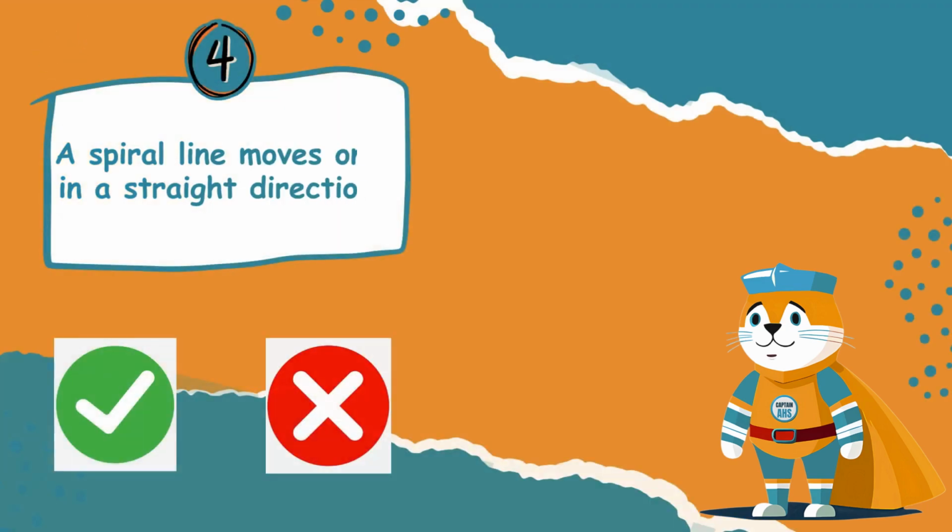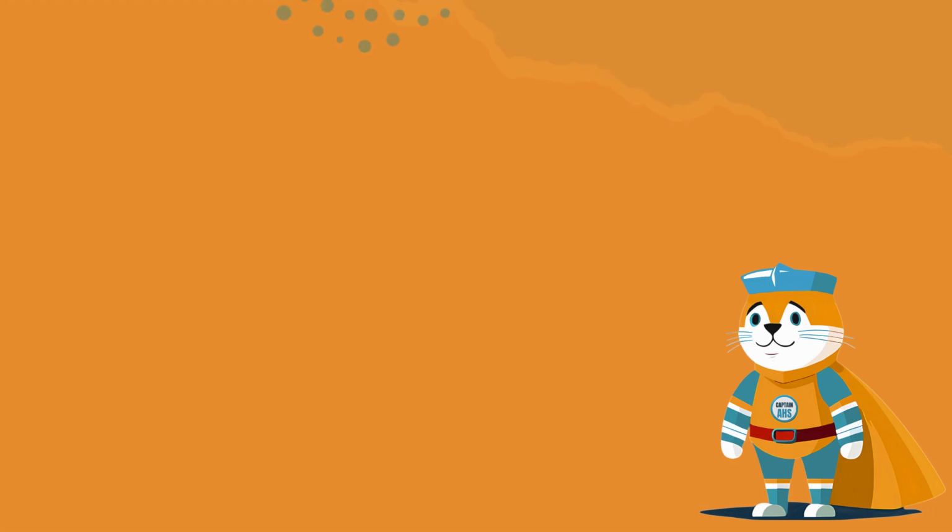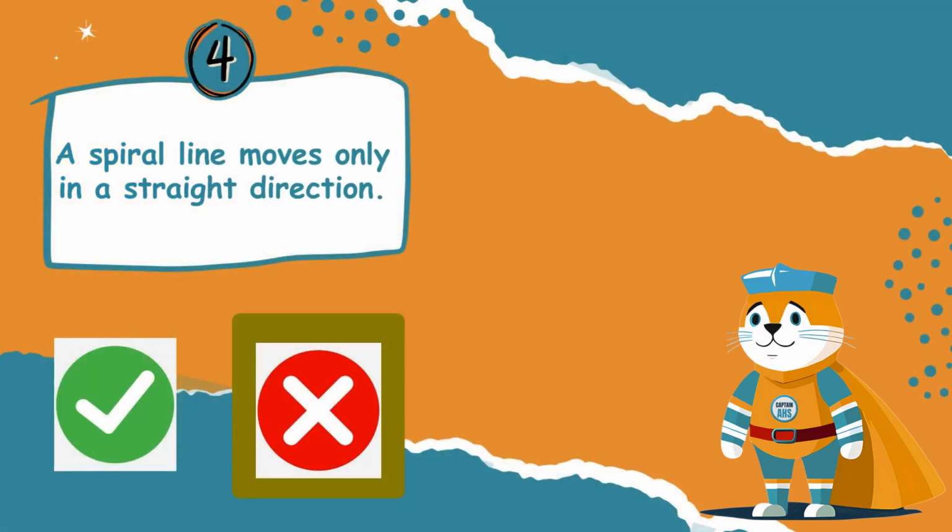A spiral line moves only in a straight direction. Is this statement true or false? Perfect! This statement is false. A spiral line twists and turns, forming circles that grow larger or smaller.